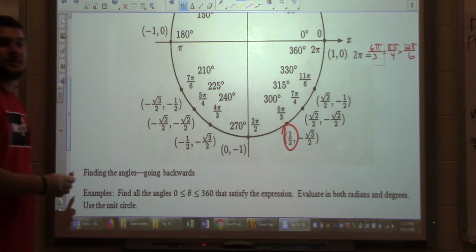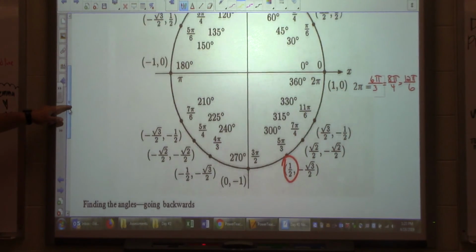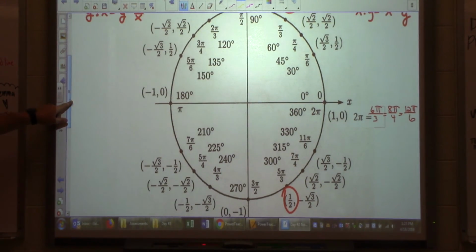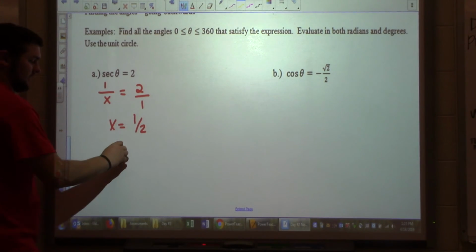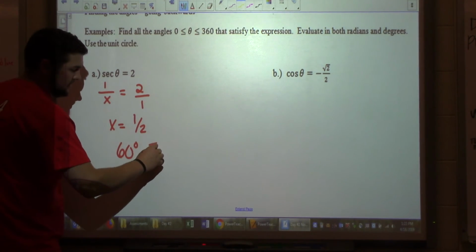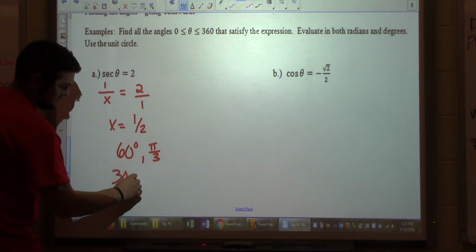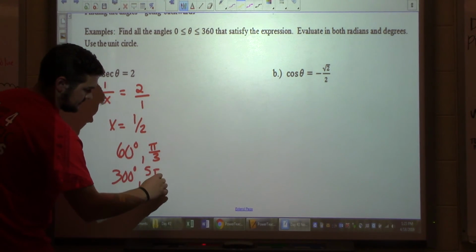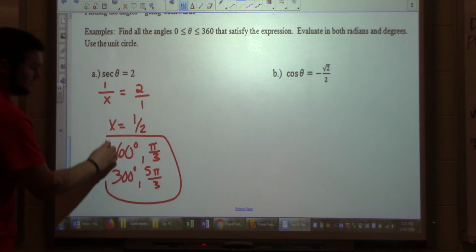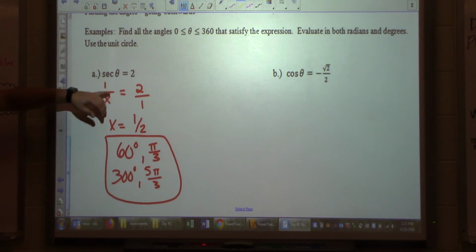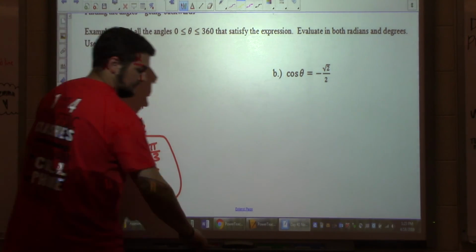So we are going to write both of those down. You need to write both the degree measure and the radian measure. So it's going to look like 60 degrees, comma, pi over 3. And then 300 degrees, 5 pi over 3. So work it backwards. Change this to whatever it is in terms of x and y. Then figure out what either x or y has to equal and find that on your unit circle. So the next one, cosine theta.